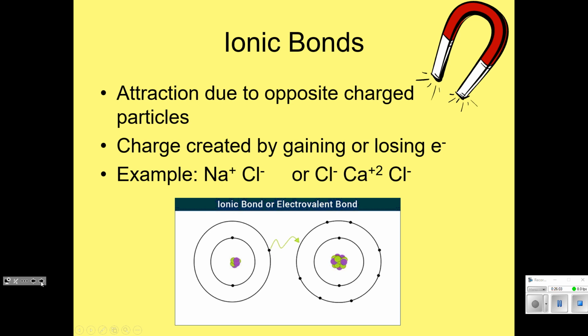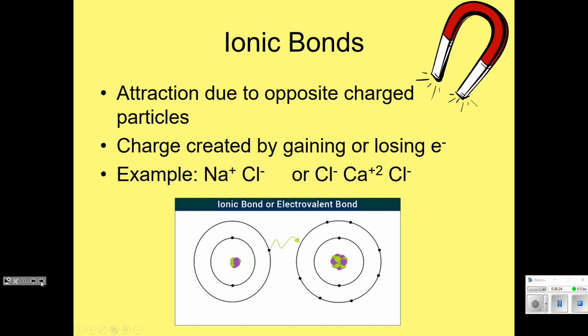The NaCl, for example, is table salt, although there's a little bit extra in table salt. But it's primarily NaCl. The calcium with 2 chlorines is the second example. It doesn't have to just be plus 1s and minus 1s. It can be plus 2s and minus 1s. It can be plus 2s and minus 2s, plus 3s.